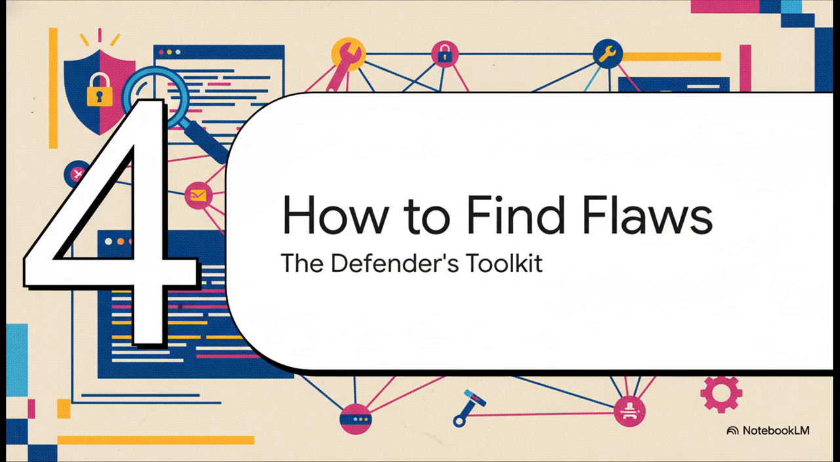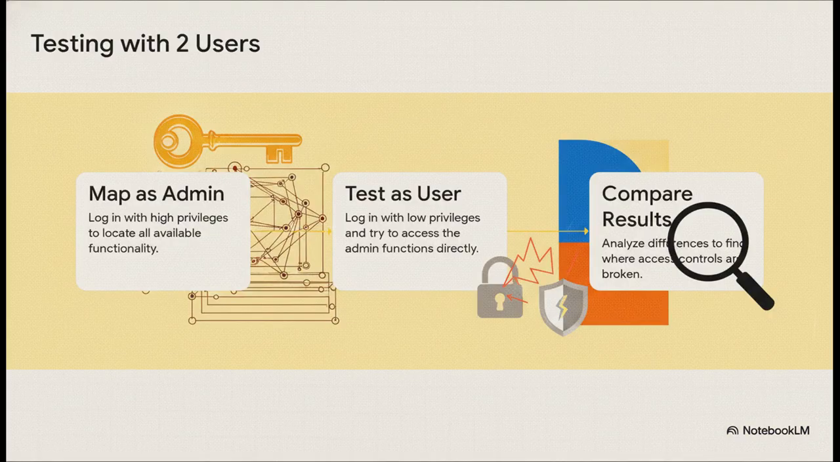All right, we've spent some time in the attacker's mindset. Let's flip the script. How do the good guys, the ethical hackers, find these things before they get exploited? Let's open up the Defender's Toolkit. So the single most effective way to do this, hands down, is to systematically test everything with at least 2 different user accounts that have different permission levels. So first you log in as a high-privileged user, like an admin, and you map out every single function and page they can get to.